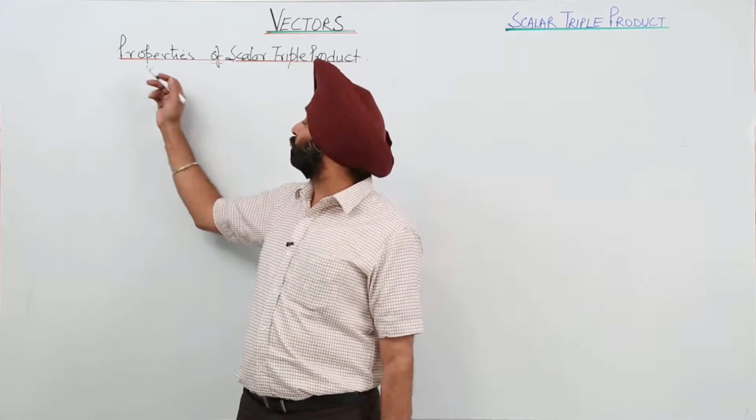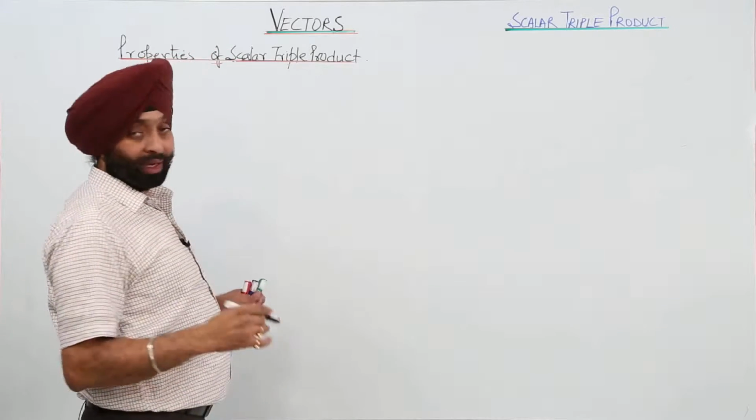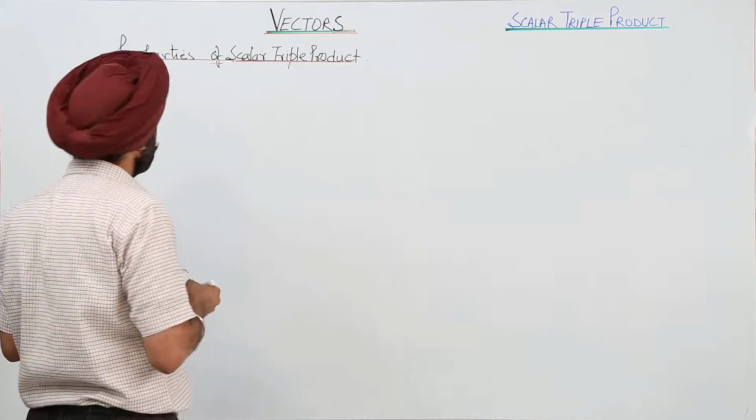Next topic is properties of scalar triple product. Okay, so let's discuss a few properties. Now, property number 1.